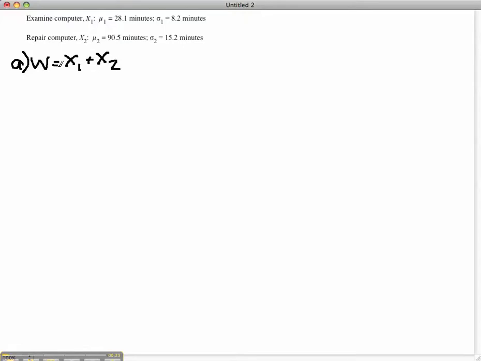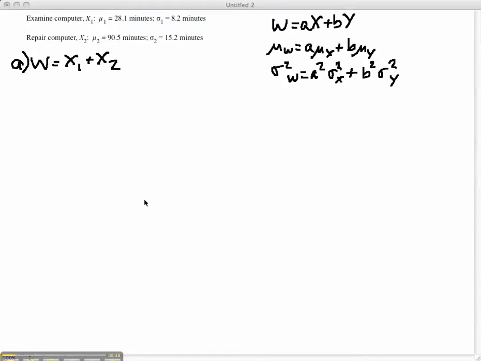Well, W is going to be just the total time we need to wait for the computer from the time we drop it off until the time it's ready to be picked up. Using the formulas from the formula sheet that I had you write down, and I'll go ahead and paste those up here. Okay, there, it's like magic. It appears. Using the formulas now, the x is going to be x1, the y is going to be x2, and a and b are both 1 because the coefficients of x1 and x2 are 1.